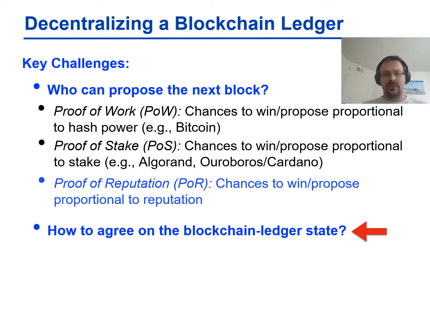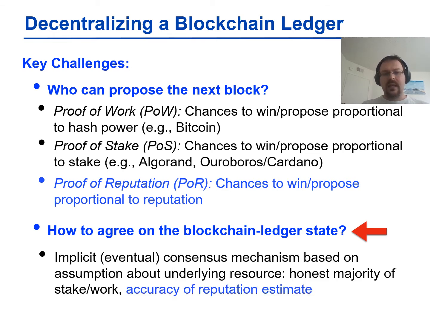Now, the second question of how to agree on the blockchain ledger state is pretty much uniform in all these settings. And it says that we are actually running an implicit consensus mechanism based on the assumption that's underlying the system, which is majority of honest work, majority of honest stake, or in our case, accuracy of the reputation estimate. And I will say what I mean by accuracy and quality, actually.